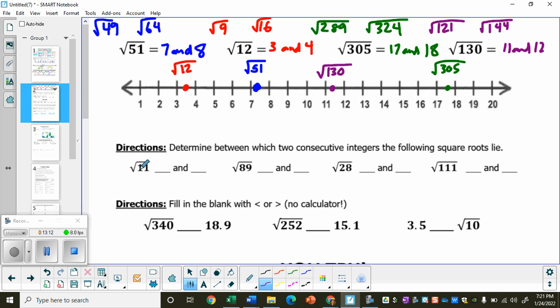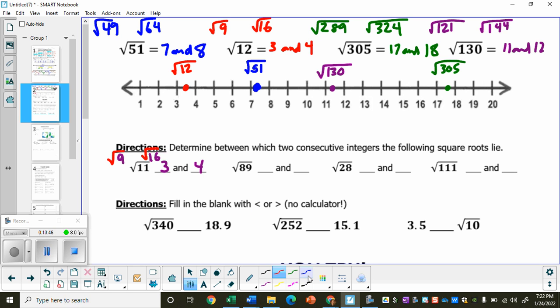So 11, let's see, we've got a 9 and I guess 16. So if it's closer to the 9 than it is to 16, it's going to be a 3 point something, but it's going to be between 3 and 4. Okay? Let me move that 16 over here just a little bit. So it's between 3 and 4. And again, the reason I know that is because 11 is between the perfect squares 9 and 16. And so if this perfect square root is 3 and this is a 4, this has to be somewhere in between them.